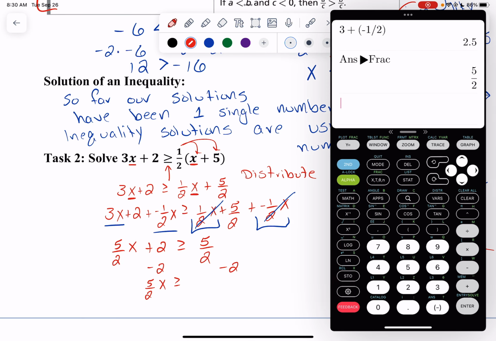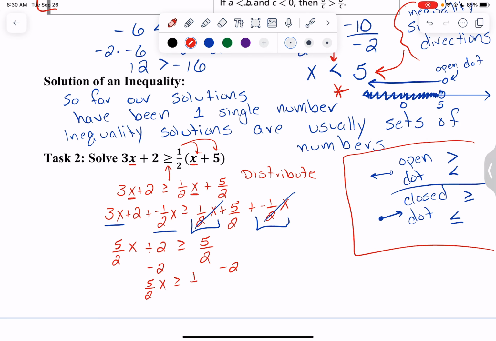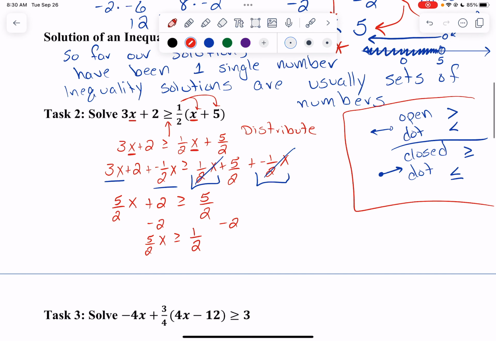So I come back around to my calculator. I have 5/2 in there already. I'm going to subtract 2. Enter. That gives me, I can hit my math button. Math, enter, enter. 1/2. Yeah, 0.5 is 1/2. Okay, so it is 1/2.